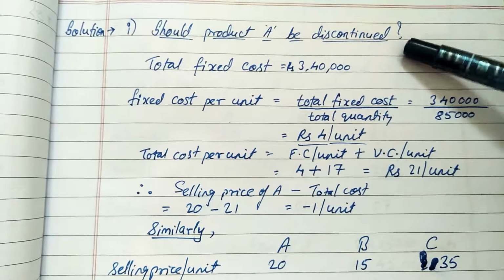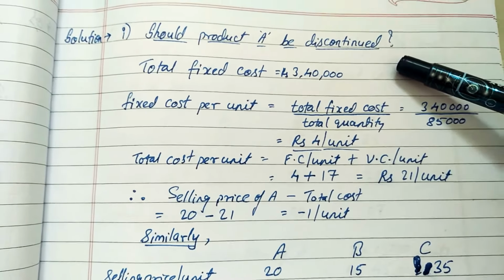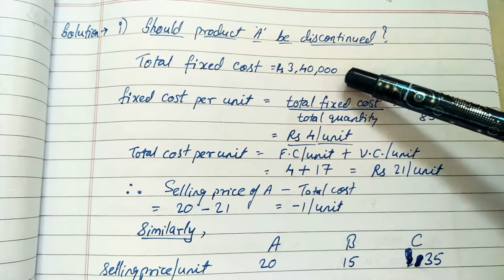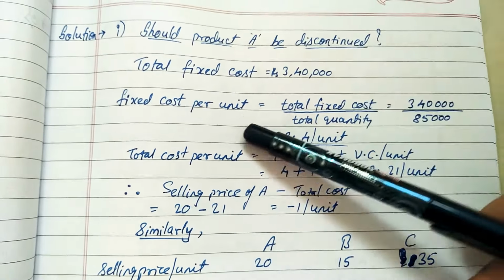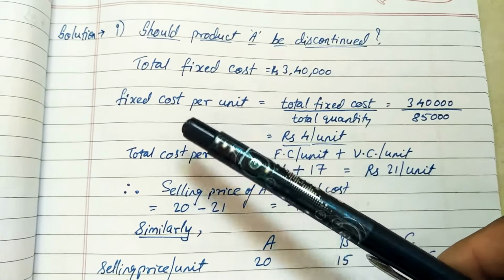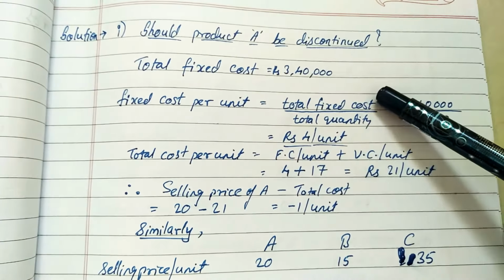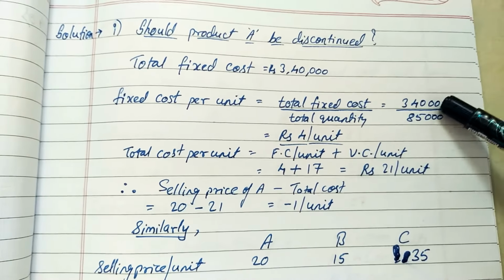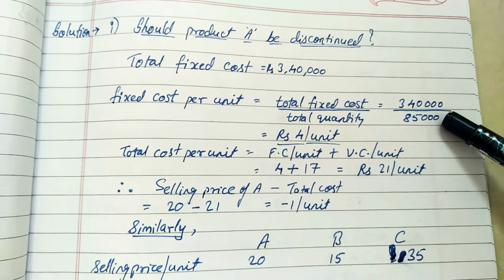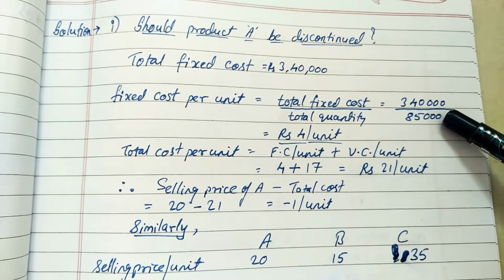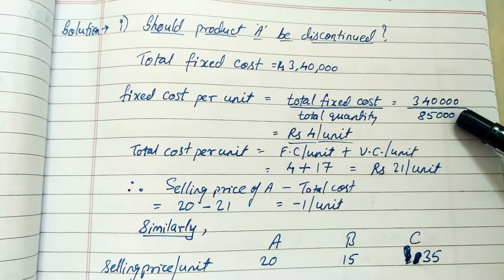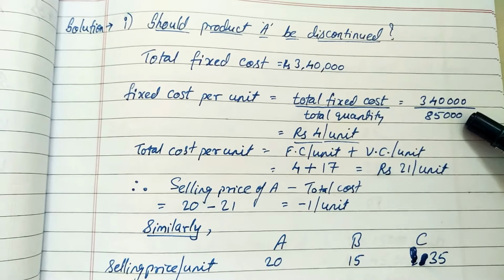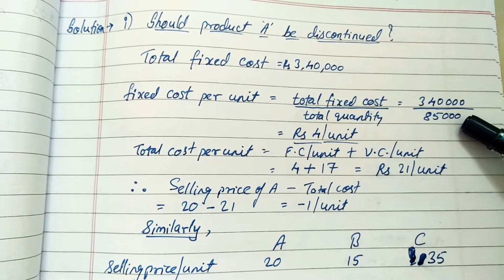We'll first solve the first part. What is asked is, should product A be discontinued or not? The total fixed cost for the whole company is 3,40,000 rupees is what is given to us in the question. Now to calculate the fixed cost per unit, what we will have to do is total fixed cost divided by the total quantity. So total fixed cost is given to us as 3,40,000 rupees upon total quantity. How do we get this total quantity? Because in the question itself they have mentioned that the volume, the quantity produced of A is 15,000, for B it is 30,000 and for C it is 40,000 units.